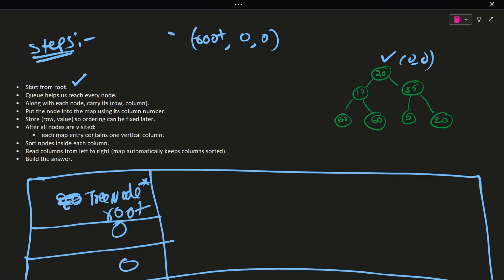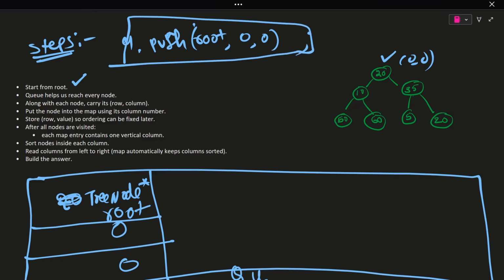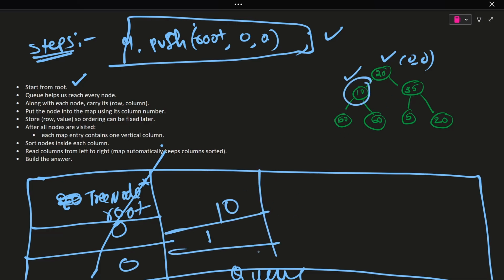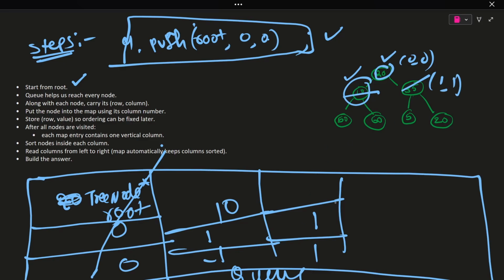So we do queue dot push. The first value that we push into the queue is this value, root 0 0. When you pop this one, you are going to place its children with row plus 1 and column plus 1, and column minus 1. As you know, when you pop this one, you place this one and this one. Again you place row plus 1 and column plus 1. In this fashion you are going to populate the complete queue.